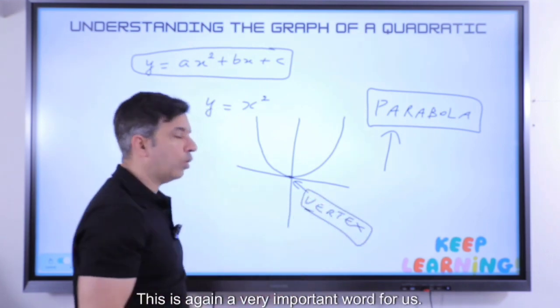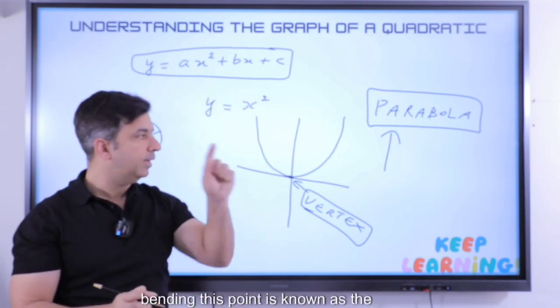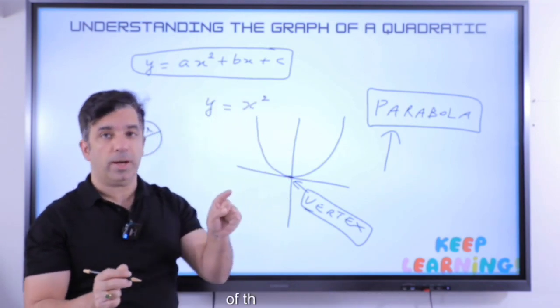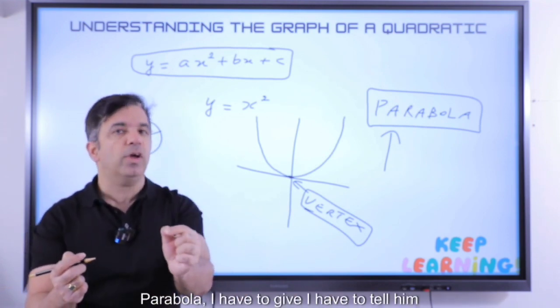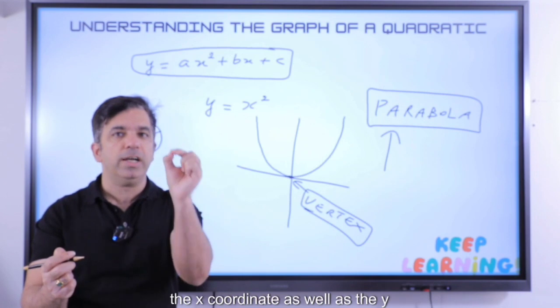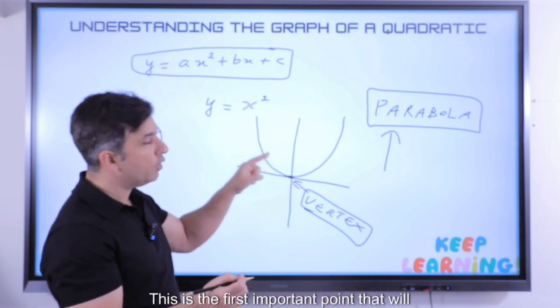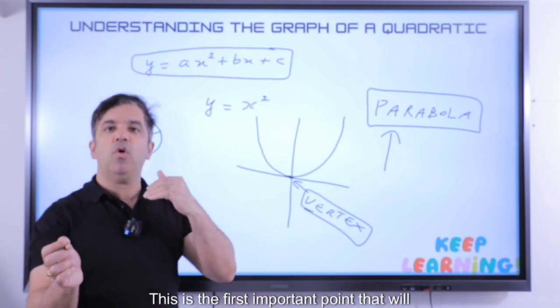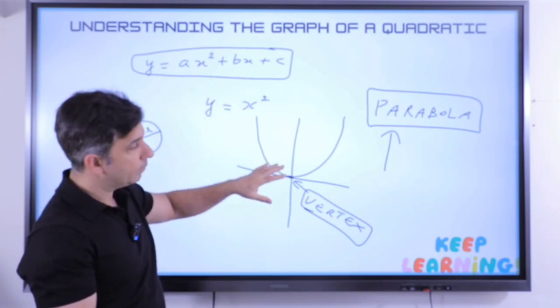This is again a very important word for us. So this point at which the parabola is bending is known as the vertex of the parabola. If someone asks me the vertex of this parabola, I have to tell him the x coordinate as well as the y coordinate of this point. So this is the first important point that we'll always keep in our mind whenever we are discussing any parabola.